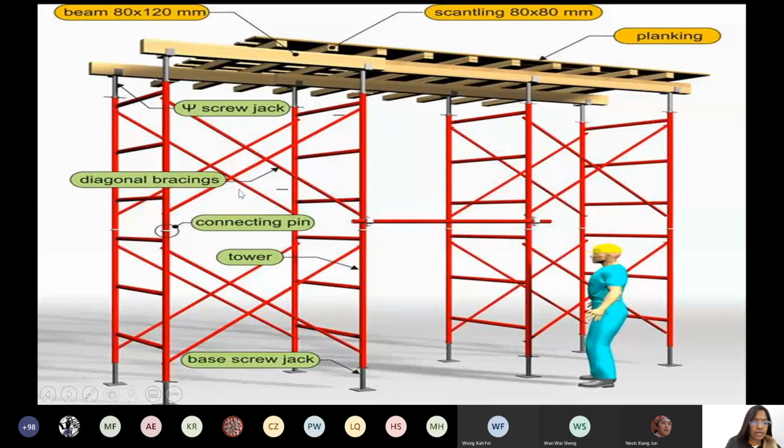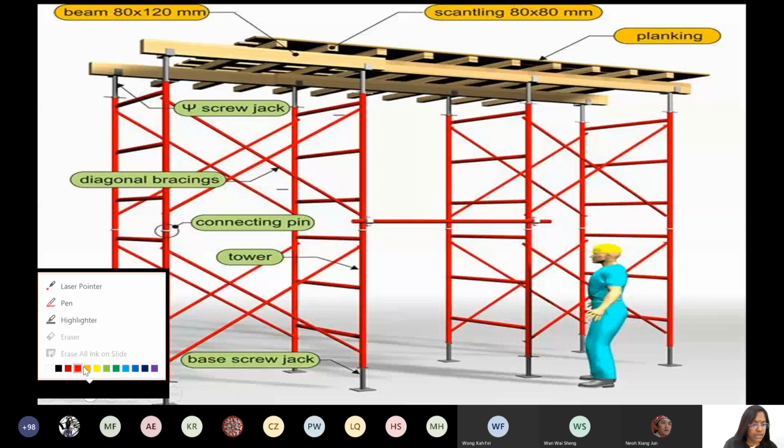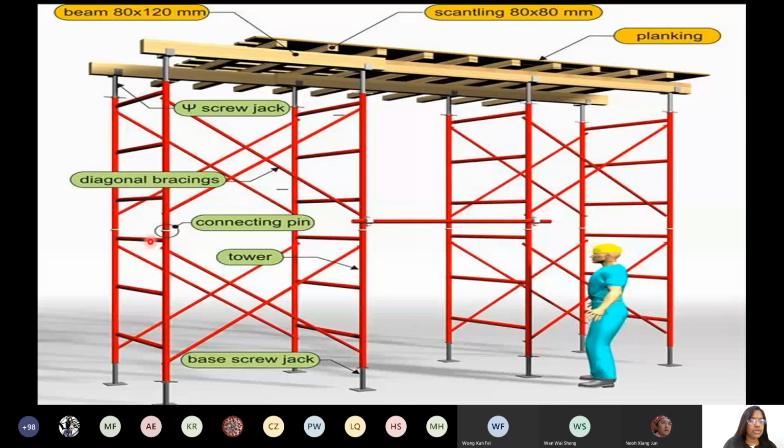Can you see the slide? Yes, miss. These horizontal and cross members which hold the columns are called bracings. And these pipes are not continuous. Sometimes they are one by one, so a proper pin arrangement or a tie should be there to connect one after another. A base screw jack.